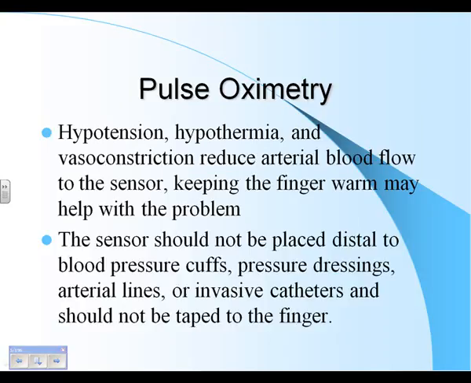You should not put that sensor distal to your blood pressure cuff, because when that blood pressure cuff blows up, it's going to cut off that arterial circulation and your sensor's not going to read. So make sure when you're taking your pulse ox and your blood pressure at the same time, put the blood pressure cuff on one side, put the pulse ox on the other. Otherwise, you're going to look at it and go, oh my God, patient's got an O2 sat of 50. And it's all because the blood pressure cuff is cutting circulation off.